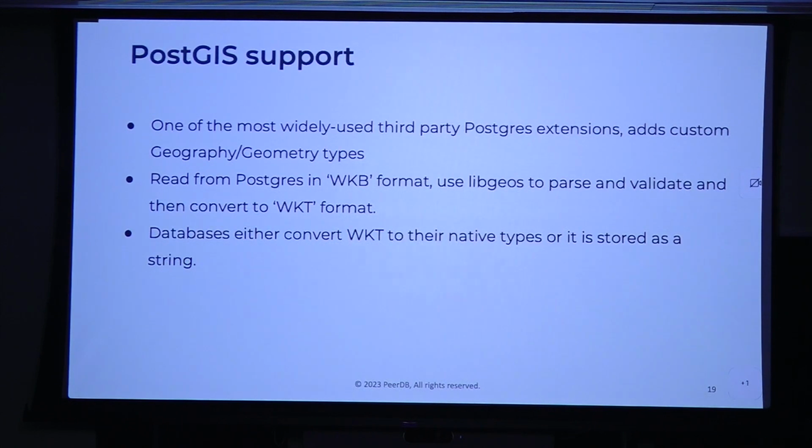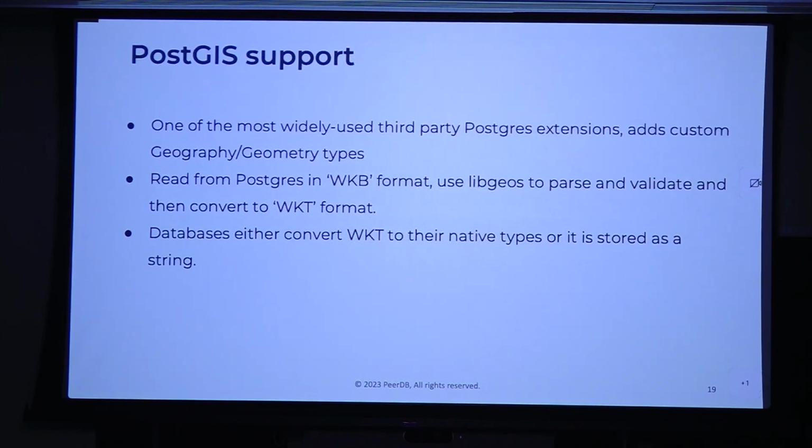The last feature I talked about is how we added PostGIS support. PostGIS is a very popular Postgres extension that adds custom geography and geometry types. We read this from Postgres in a format known as WKB, well-known binary format. We use a library called libgeos, which is the same library that Postgres uses. So we use the exact same library that Postgres itself uses for its geometry and geography support to parse and validate the data, and then we convert it to another format called WKT.